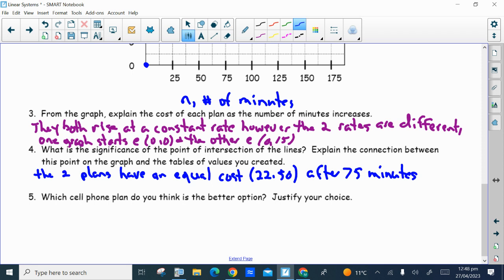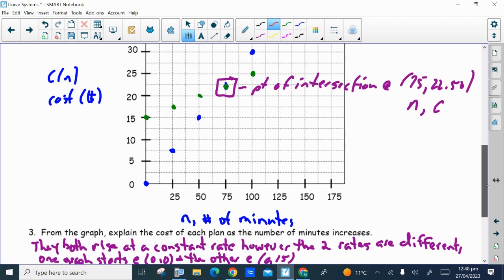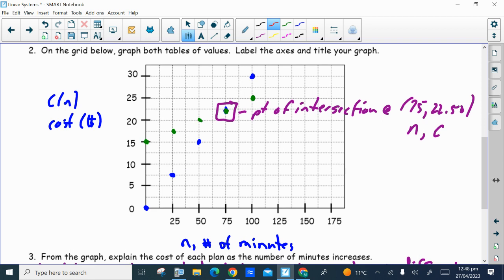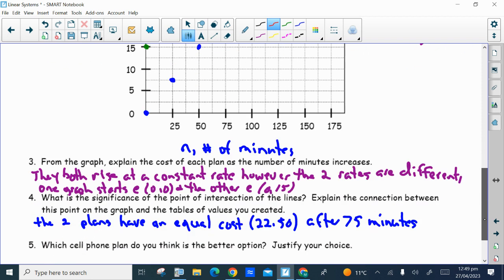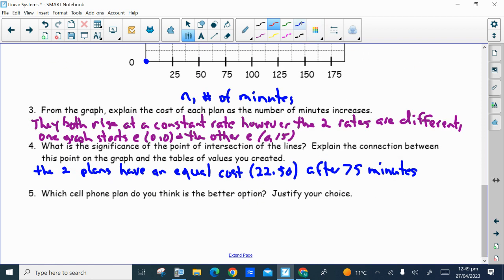The other thing the graph can be used for is determining what the best plan would be. You see, it would depend on how many minutes a person uses their phone. If you use your phone for less than 75 minutes, then plan A is better because that graph is below the other graph. That means the costs are lower. But if you use a plan for more than 75 minutes, then the second plan is better because after 75 minutes, that second graph goes below the first, which means the costs are lower after 75 minutes for the second plan. So this is what we can use that graph for, to determine which is the best plan.